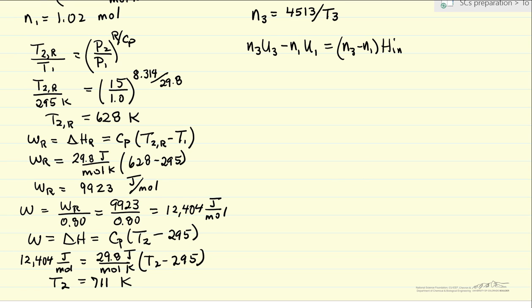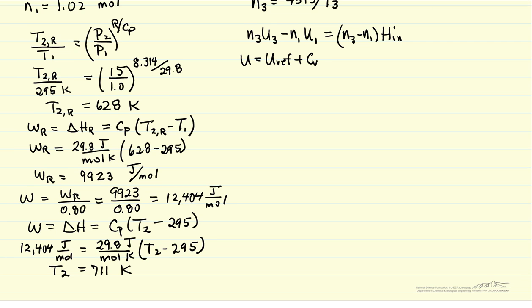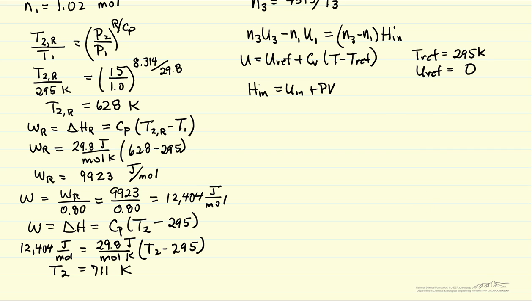So I'm going to use U in terms of a reference value, since we're interested in differences, and CV for air times T minus T reference. I'm going to pick values to make life easy: I'm going to make the reference temperature 295 Kelvin, and at that reference temperature, I'm going to make U reference equal to 0. Well, that means H coming in has to have the same reference. H is U plus PV entering. Now, U is CV times T2 minus the reference temperature, and PV is RT2, from the ideal gas law. This H is per mole, therefore volume per mole.